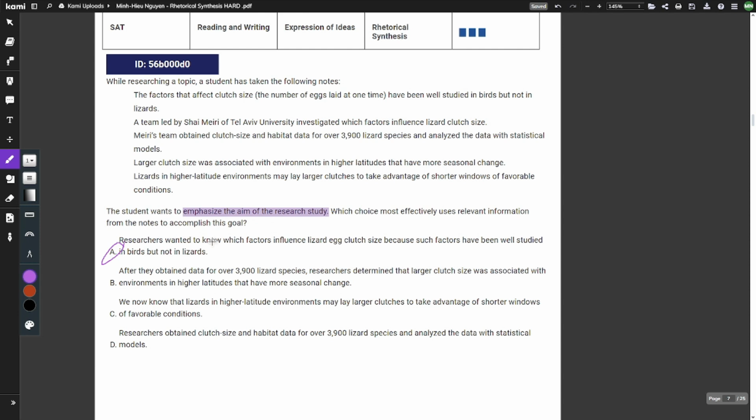Because they wanted to know something. Alright, I don't care what they want to know. Influence lizard egg clutch size, doesn't matter. Alright, they wanted to know something, and that's why they did the research study. But let's keep moving on.